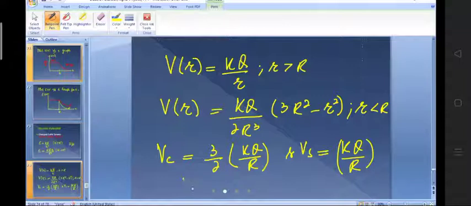Okay. And that too I can write like this. V_C is equal to 3 by 2 times, or 1.5 times, the potential at the surface. Like this I can write it. Okay, so you'll have to do this. You'll have to evaluate it.